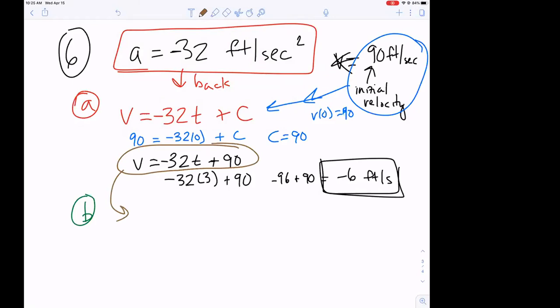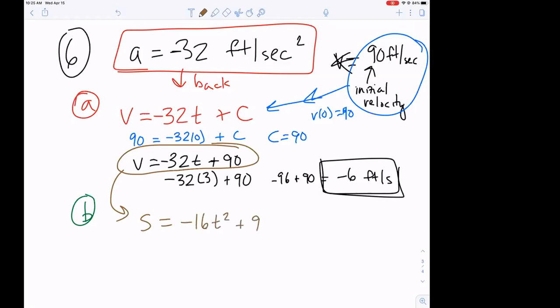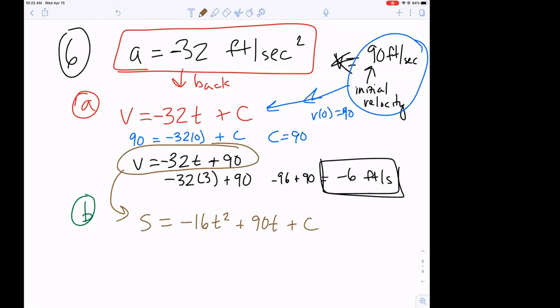So backwards from velocity is position. So what's backwards from negative 32t plus 90? Negative 16t squared. Good. And then plus 90t, plus c. But it does say from ground level a projectile is fired. So did you guys know that that's actually telling you that the initial position is 0, right? It's at a height of 0. So you plug in 0 for S and T and actually C would equal 0 on this one. So we can get rid of that because C is 0.